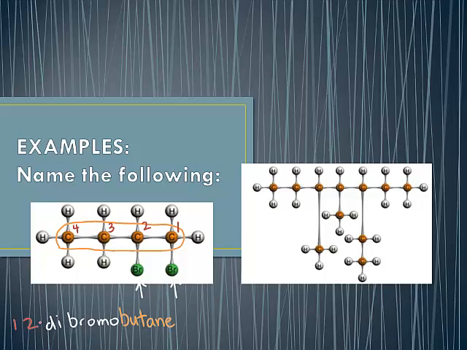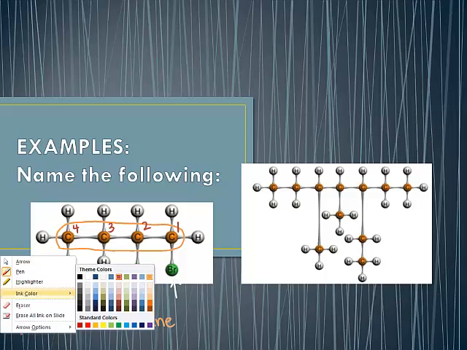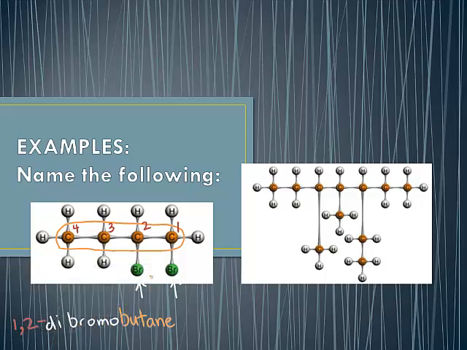Remember that when we deal with our numbers, numbers are separated by commas, and numbers and letters are separated by dashes. 1,2-dibromobutane. The second example looks a lot more difficult, but really, as long as you can keep yourself organized enough to identify your carbon chain, you're going to be fine.